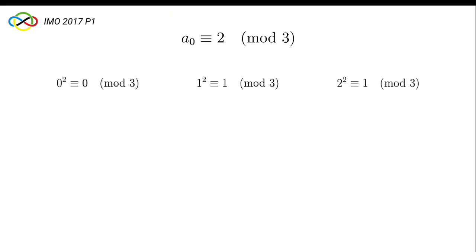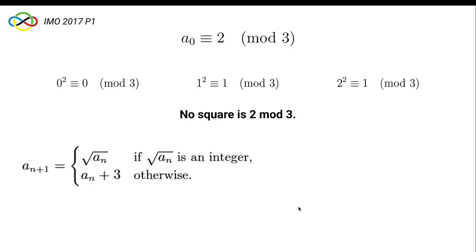So what this means is that when a number is 2 mod 3, its square root is not going to be an integer. So if we look back at this, it's never going to be the first one, because the square root of a_n is never going to be an integer. So the expression is, our sequence just turns into a_{n+1} = a_n + 3. Well, obviously this will just keep increasing, and it's not going to go back into a loop.